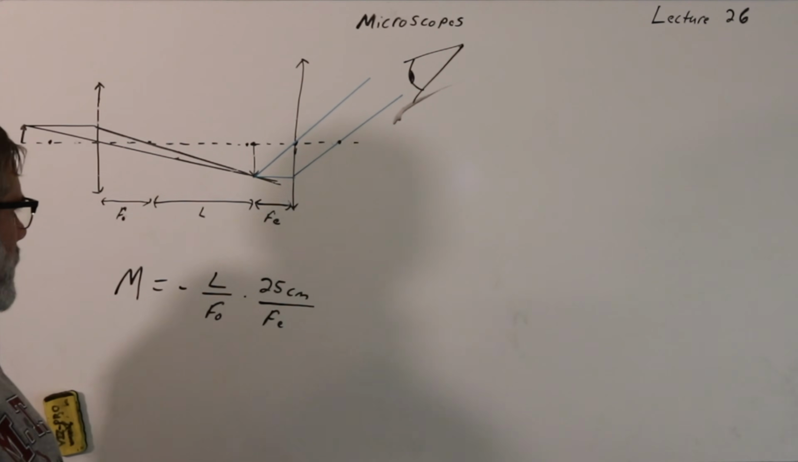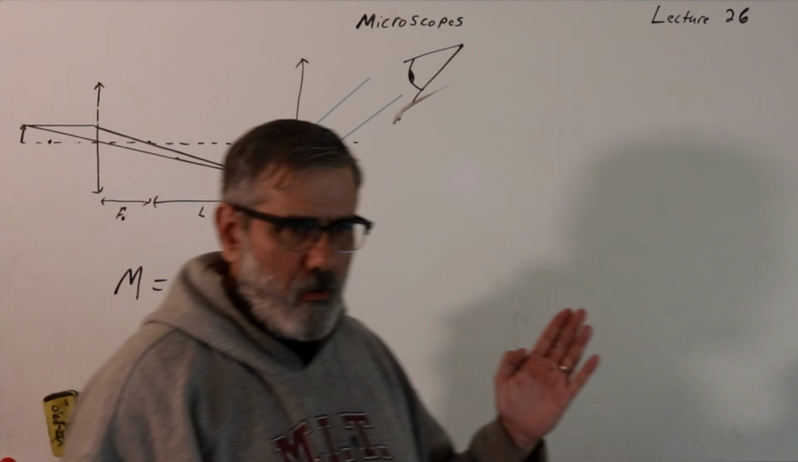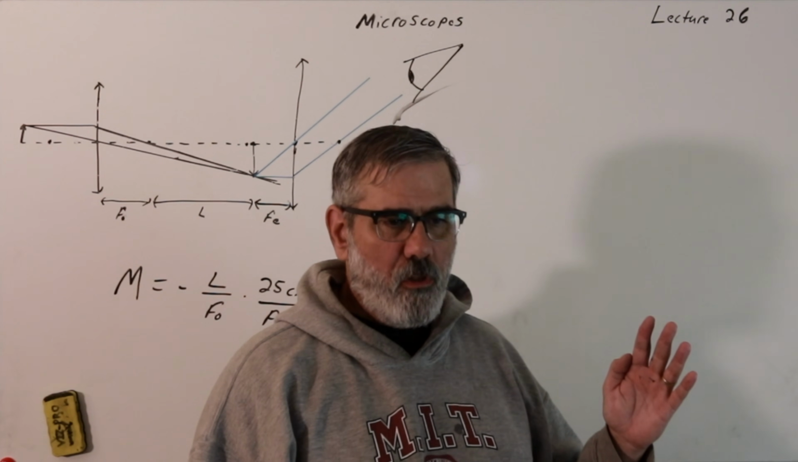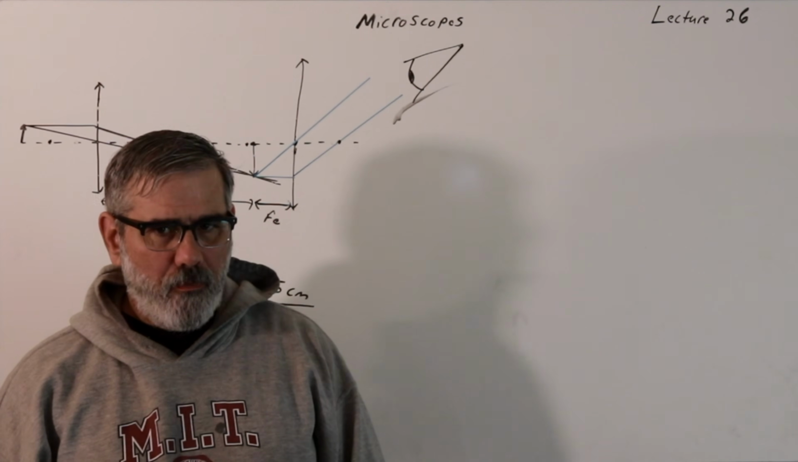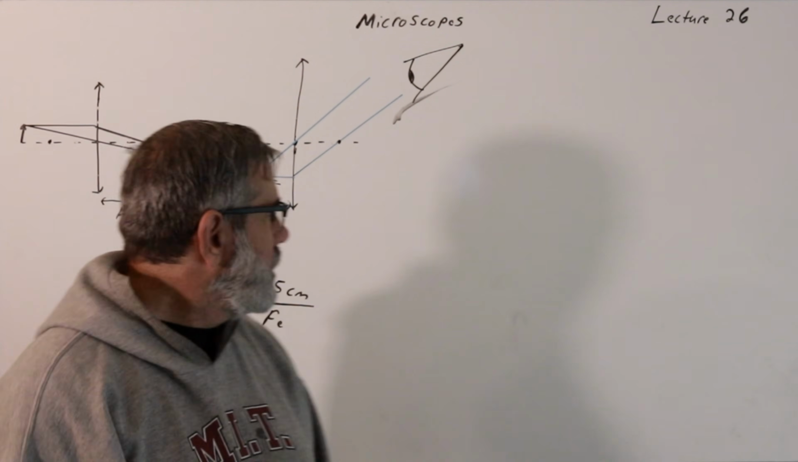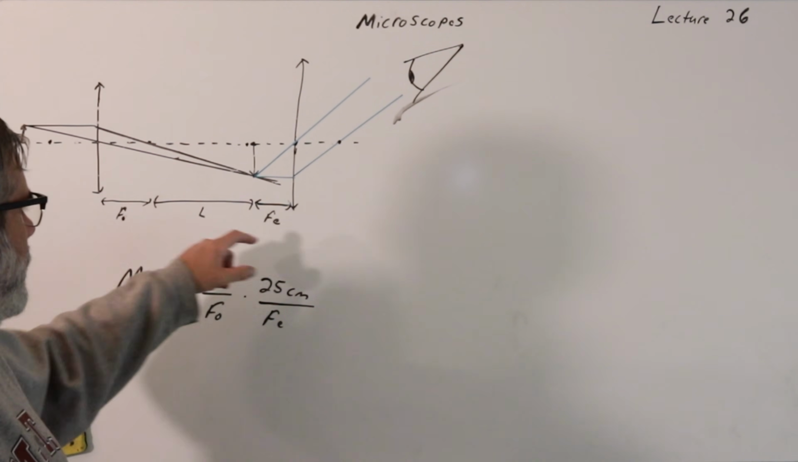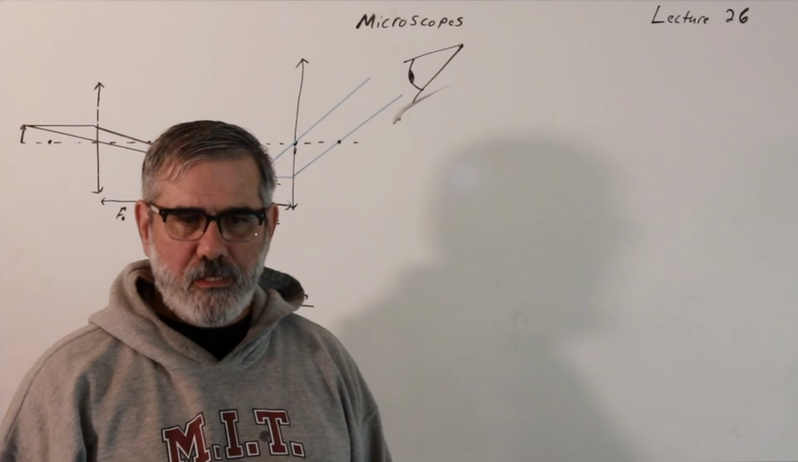The big difference: in telescopes, the objective lens is a relatively long focal length lens. It's relatively flat, if you've ever seen these. The eyepiece is a short focal length lens. In a microscope, both the objective and the eyepiece are short focal length lenses.